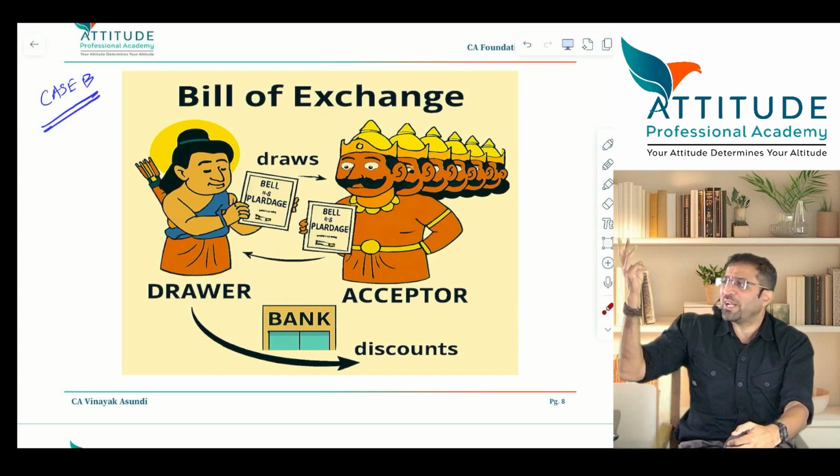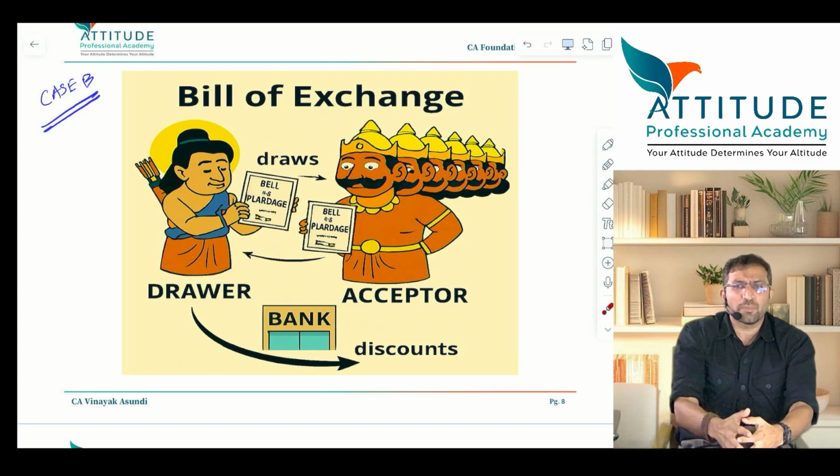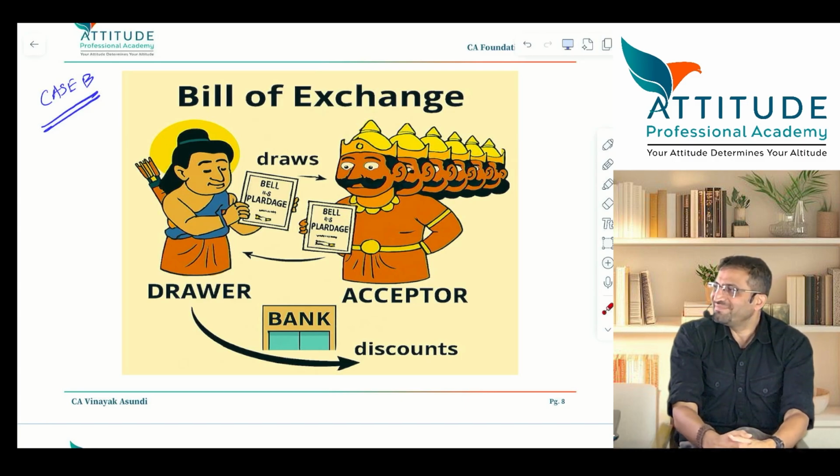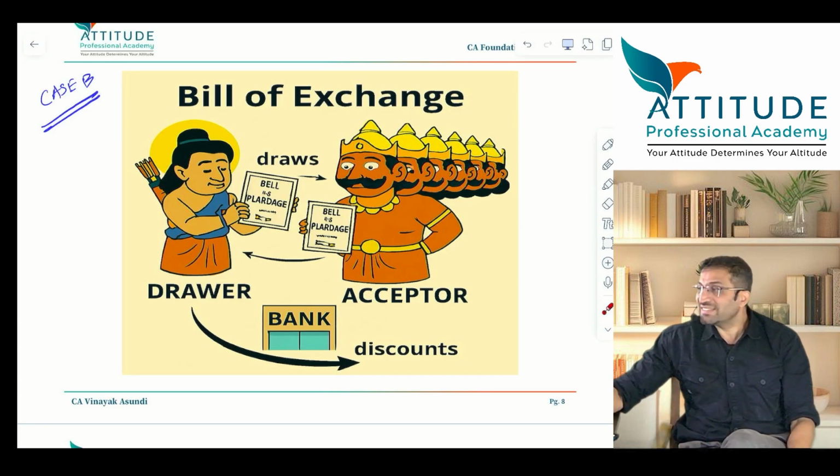And even Ravan is happy. Ravan says, okay, anyway I have to pay after 3 months. Instead of paying Ram, I'll pay to the holder of the bill. Who is the holder of the bill? Bank. I'll pay it to him. Everyone is happy. This is known as discounting of bills.